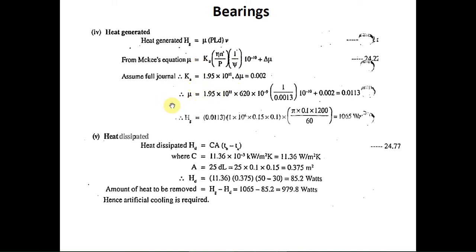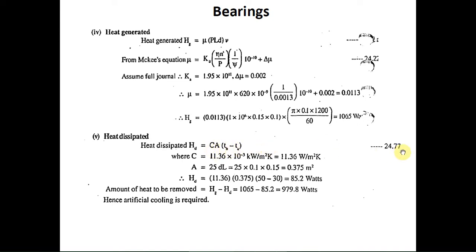Now put all the values and find out mu. The value of mu you get is 0.00113. Then you find out the heat generated, H equal to this value, so 1065 watts. So next, heat dissipated. Heat dissipated Hd equal to C into A into (TB minus TA).